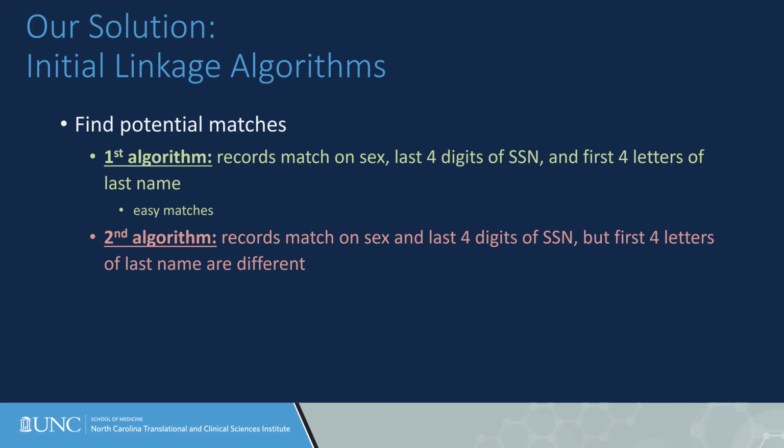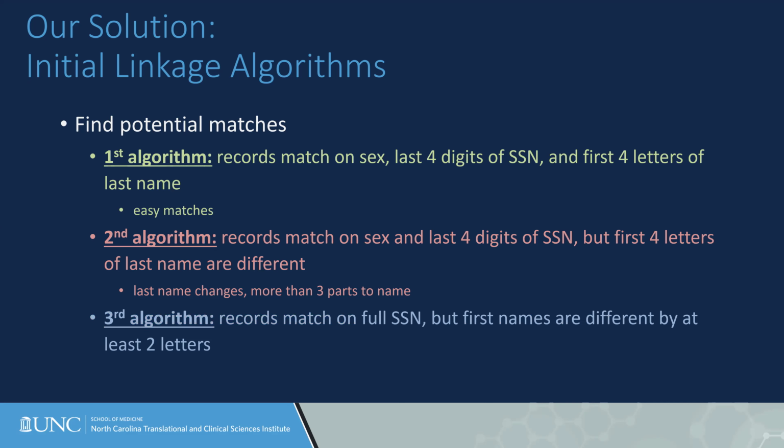On the other hand, the second algorithm starts the same way. It looks for an exact match on sex and last four digits of social security. But this time it looks for last names that start differently. What this one buys us is a chance to catch those matches that have some of the situations we talked about before, like the last name changed, or there are more than three parts to the name. So the last name field just doesn't contain quite the same information in both data sources.